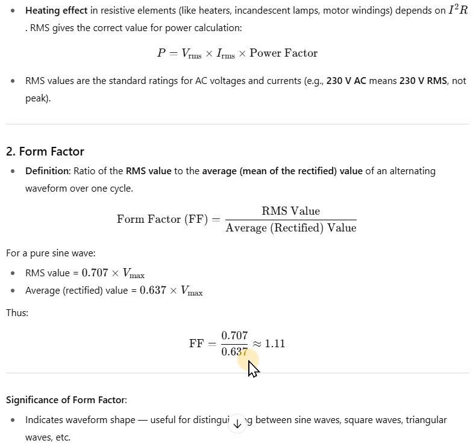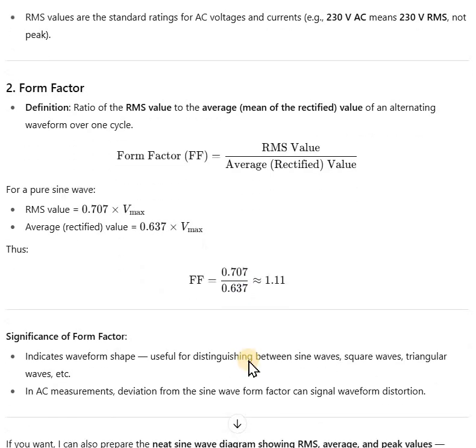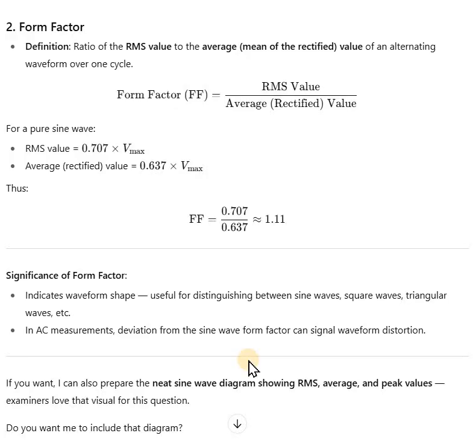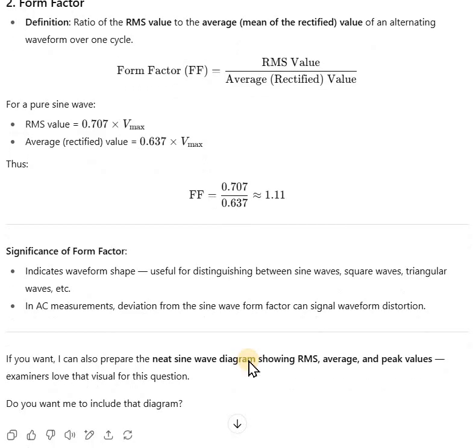Form factor definition: the ratio of the RMS value to the average value of an alternating waveform over one cycle. RMS value divided by average value. RMS value is 0.707 Vmax. Average value is 0.637 times Vmax.